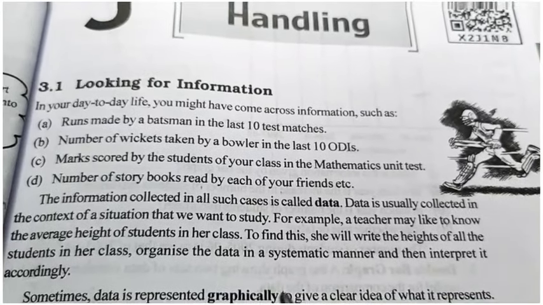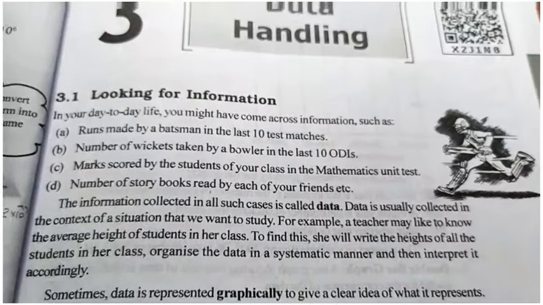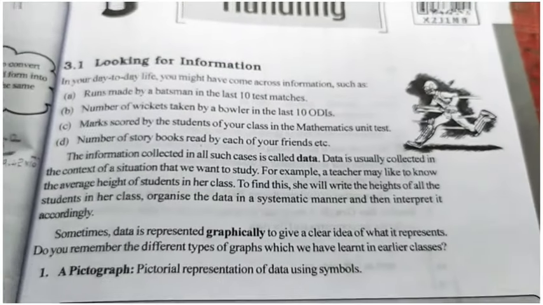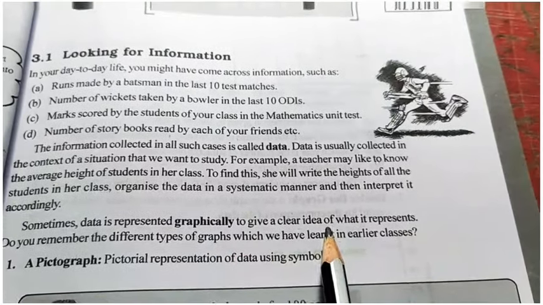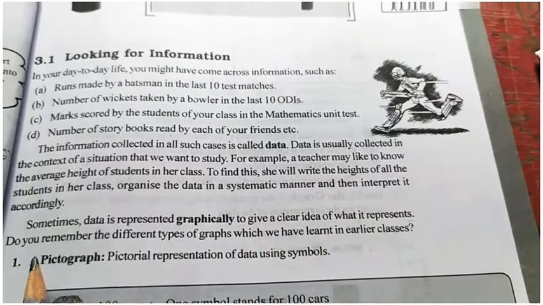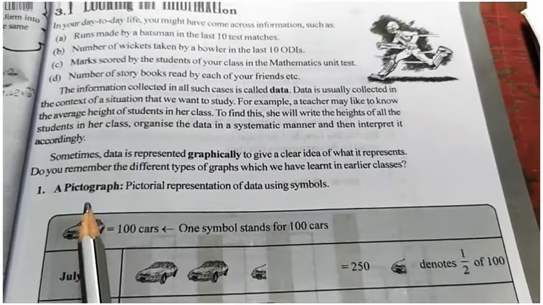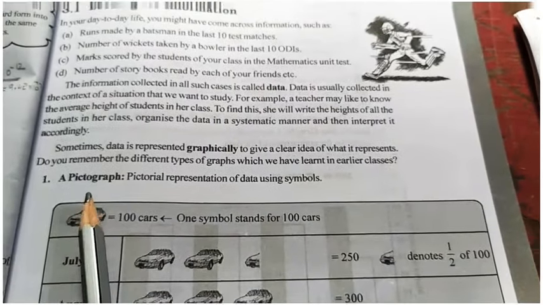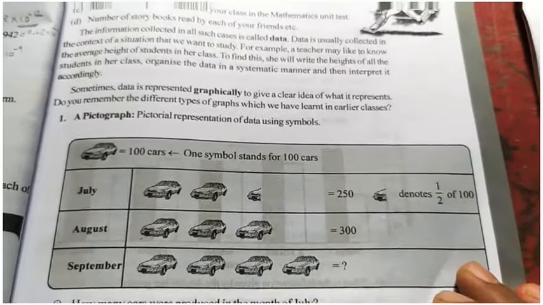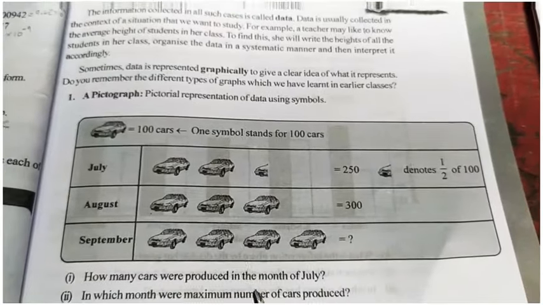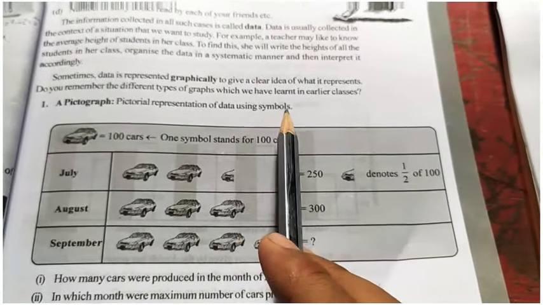So that can also be called your data of marks, and that data can be represented graphically to give a clear idea of what it represents. Which types of graphical representation are there? Those methods are listed here. First one is the pictograph. Pictograph means a pictorial representation of data using symbols.